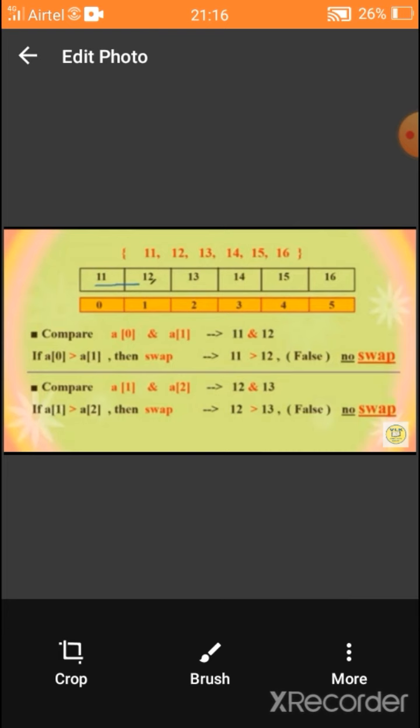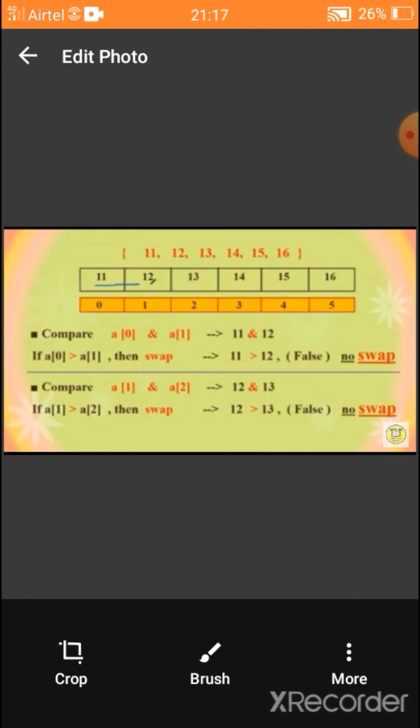Then 13 and 14 are compared. They are sorted. Then 14 and 15 are compared. They are already sorted. 15 and 16 are compared. They are sorted. No swap is required. The bubble sort algorithm ends its process. Now the sorted elements look like this.